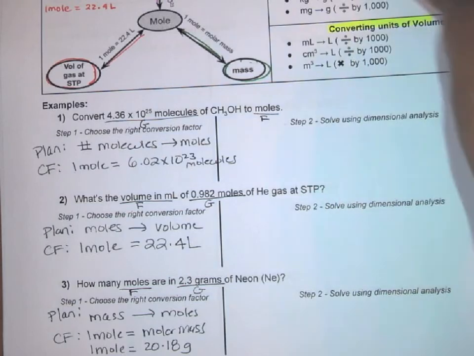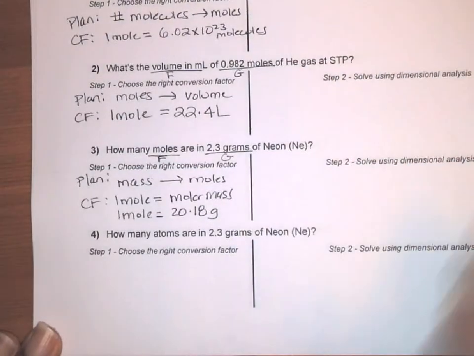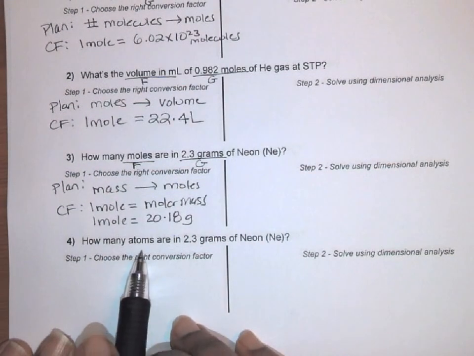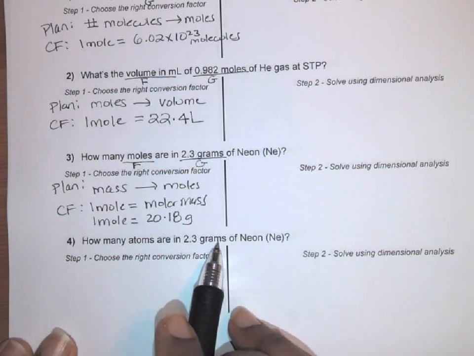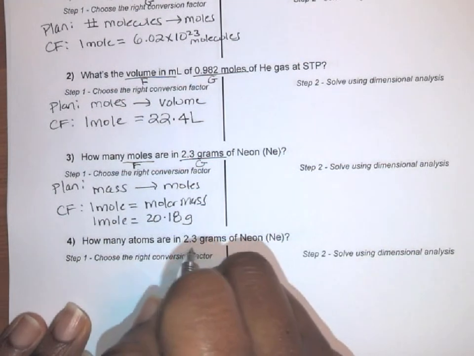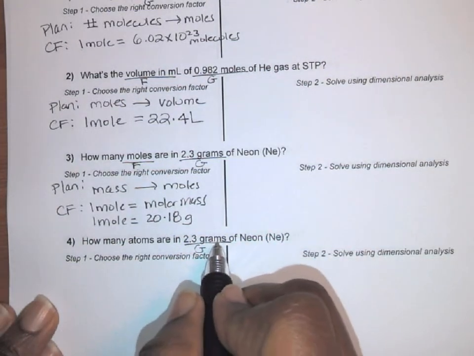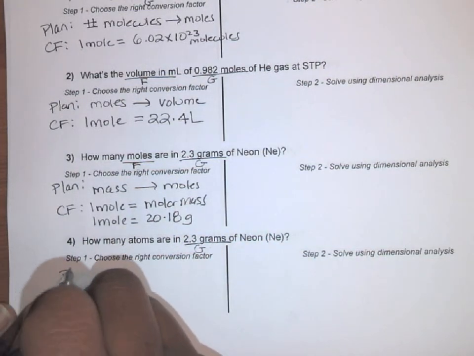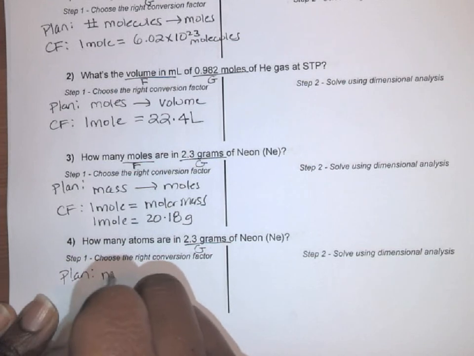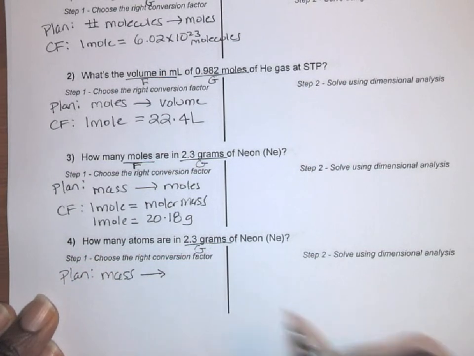Okay, one last problem. All right, how many atoms are in 2.3 grams of neon? So let's go ahead and identify our given. That's usually the easiest one. It has the number. So I'm given grams, which implies it's mass. And they're asking for how many atoms.